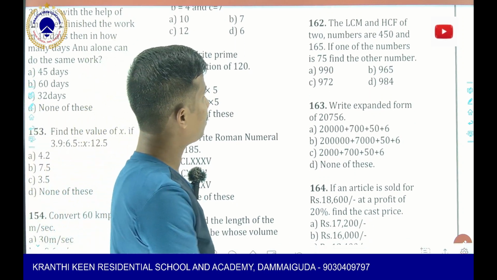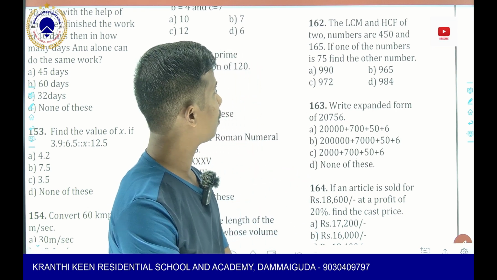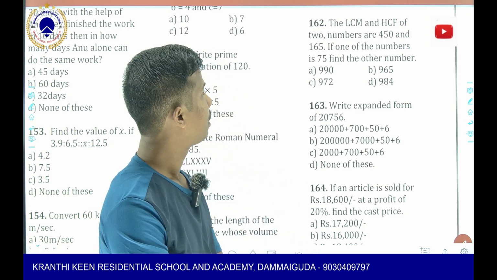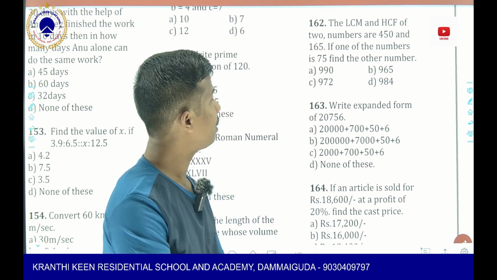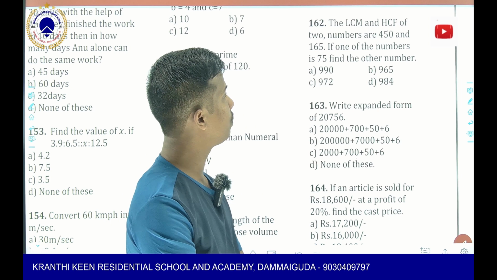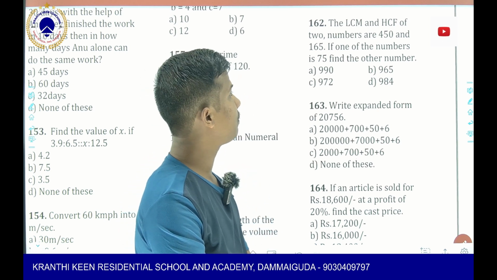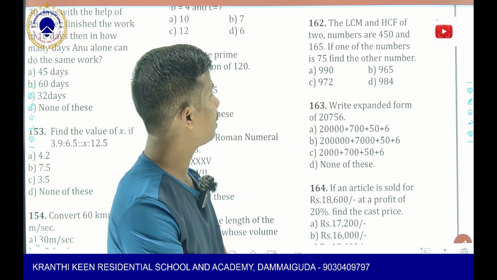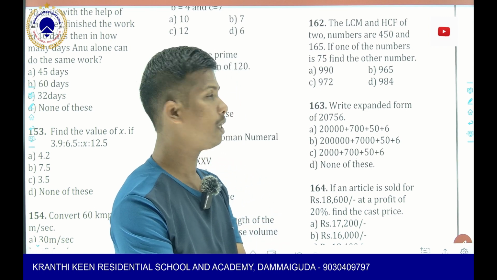The same repeating question only. The LCM and HCF of two numbers are 450 and 165. Okay, two numbers are given and their LCM and HCF are 450 and 165. And one number is 75. That means these are the LCM and the HCF. One number is 75, and you have to find the other number.